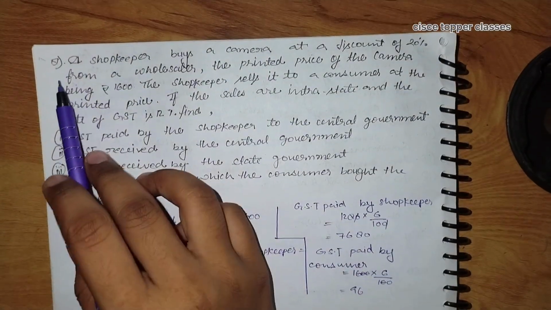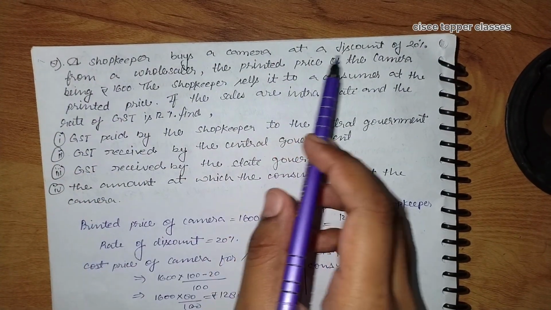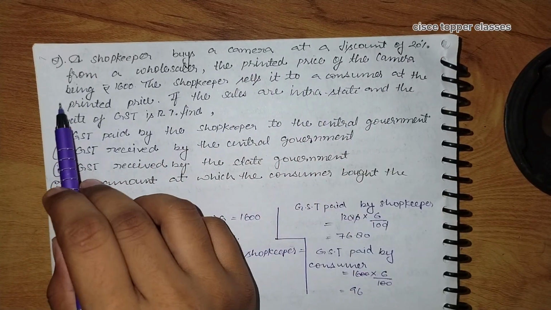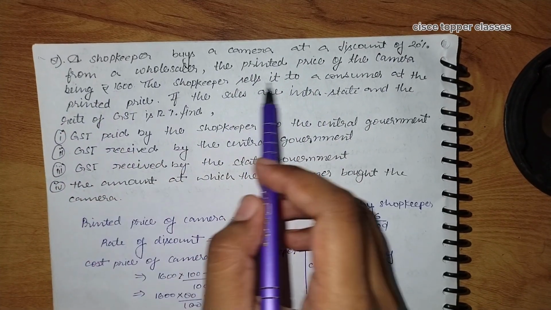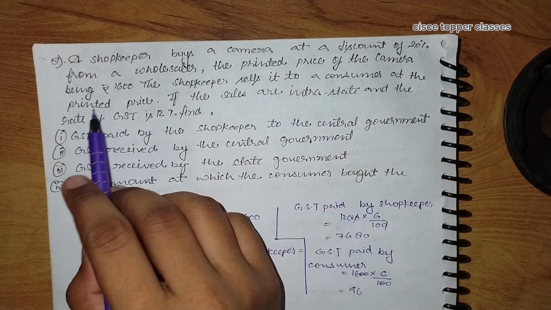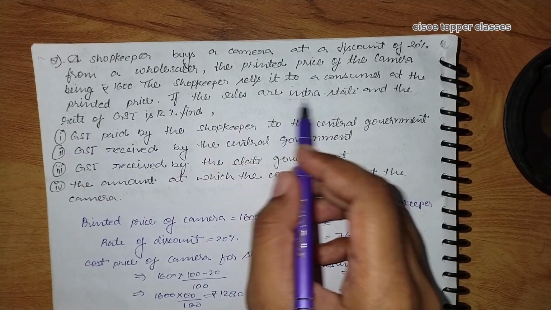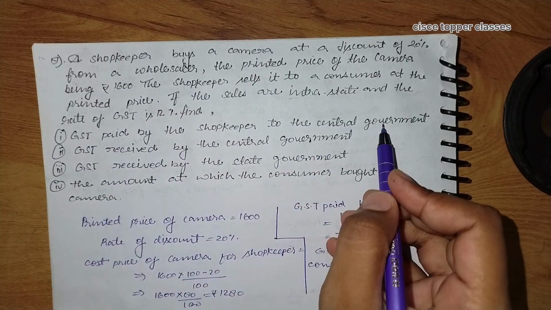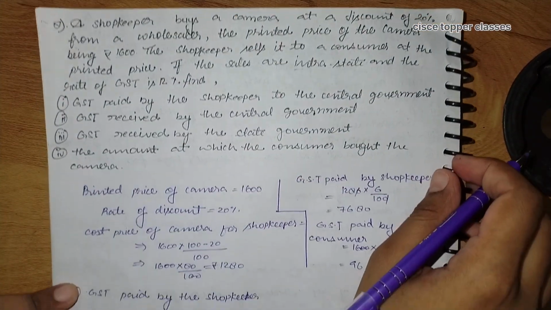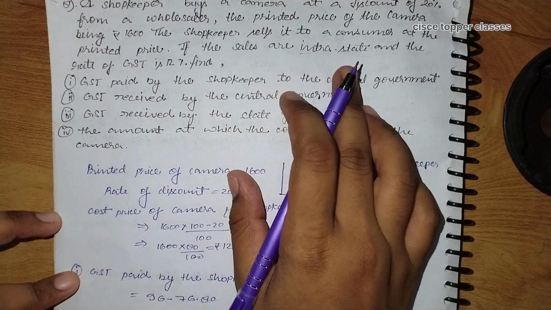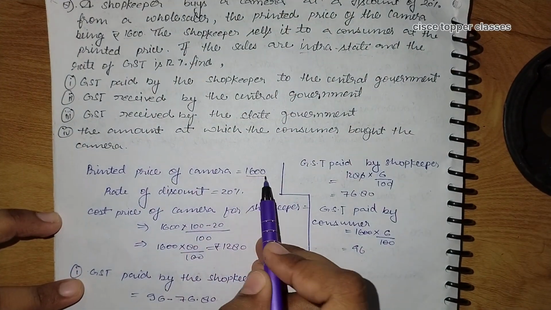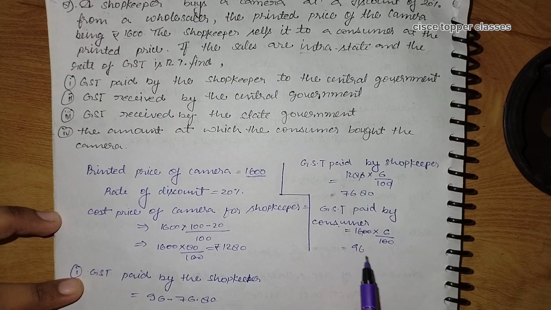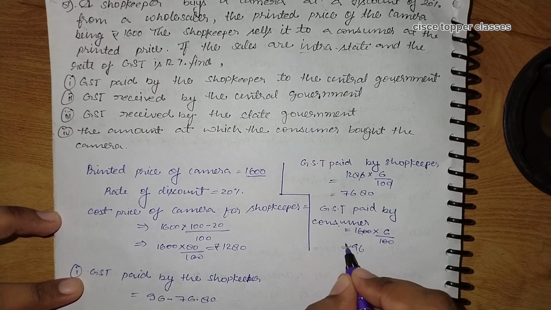Now let us solve here question number 8. A shopkeeper buys the camera at a discount of 20% from a wholesaler. The printed price of the camera being 1600. The shopkeeper sells it to a consumer at the printed price. If the sales are interstate and the rate of GST is 12%, find GST paid by the shopkeeper to the central government. So if the camera is sold to the consumer at the printed price only, then we will find the GST for consumer. GST paid by consumer at the printed price, so it will be 96 rupees.